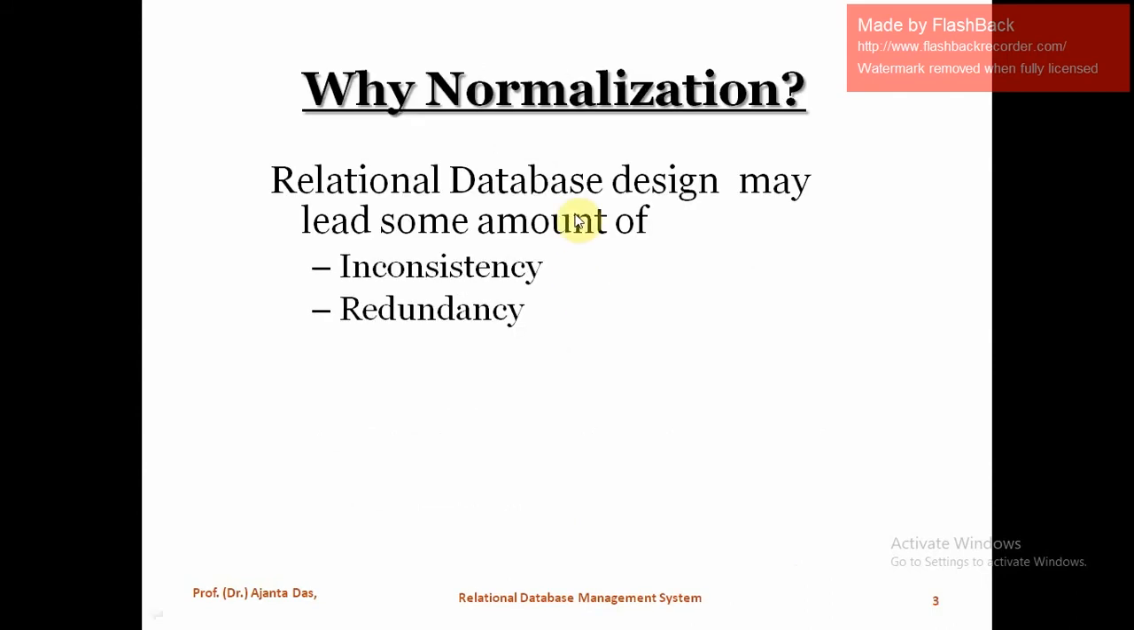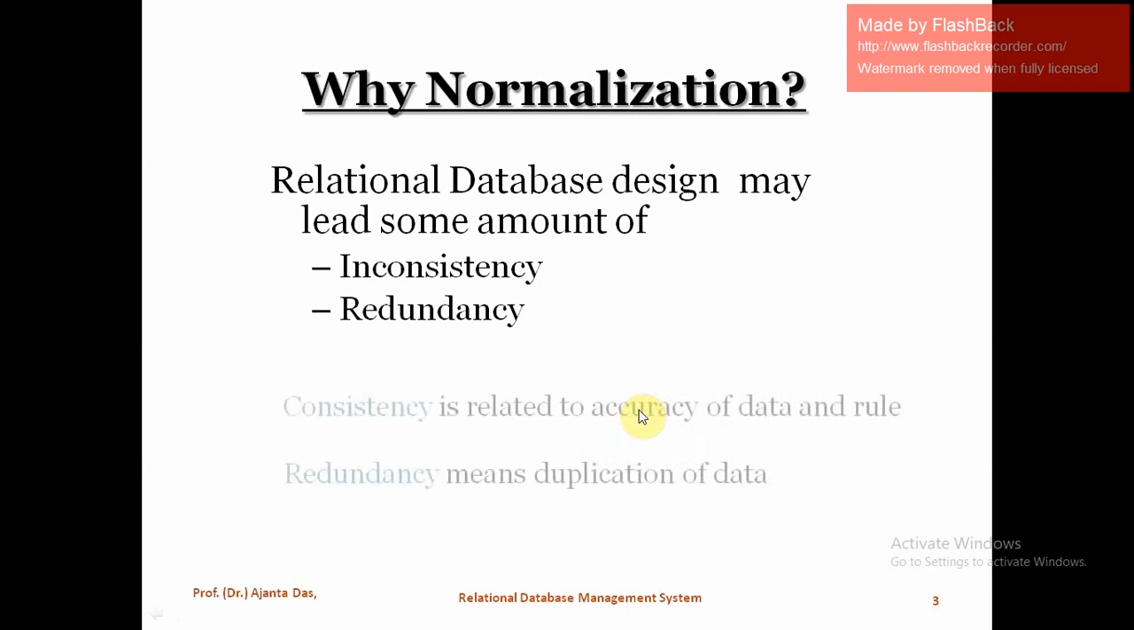So why do we need normalizations? Relational database design may sometimes lead to inconsistency or redundancy. What is inconsistency? To understand this, we have to know what is consistency. Consistency means whenever we access a particular data, the value of that data should be the same or accurate. So consistency is related to accuracy of data and rules, and redundancy means duplication of data. The concept is that data should be saved into the database correctly, and only a single copy of data needs to be saved.